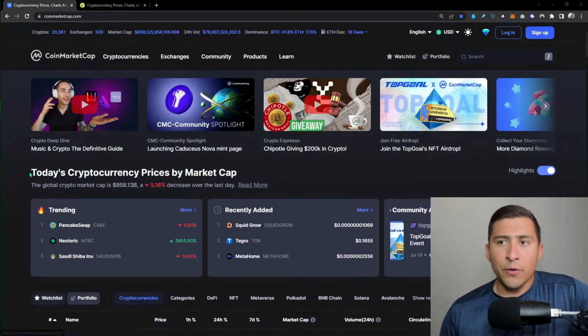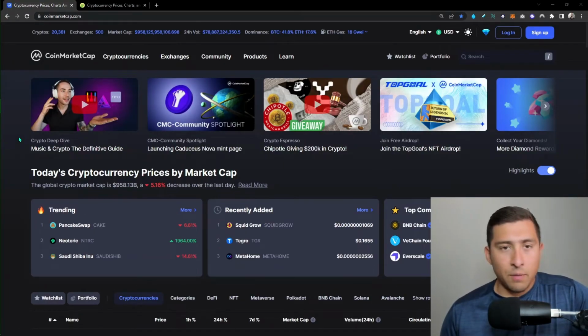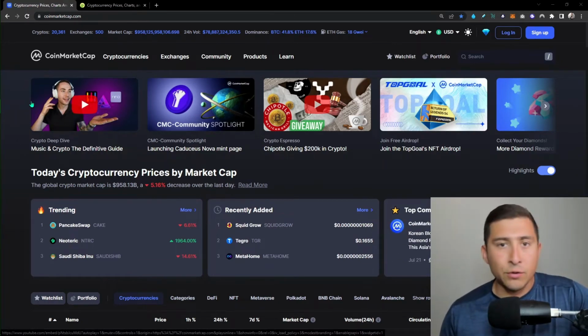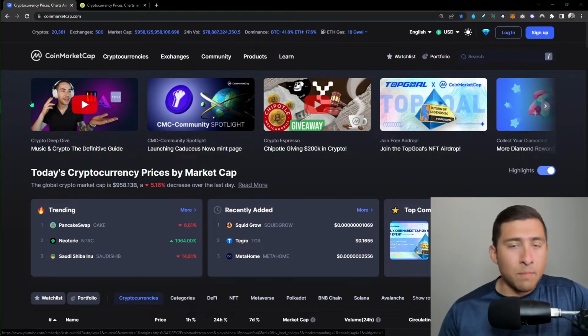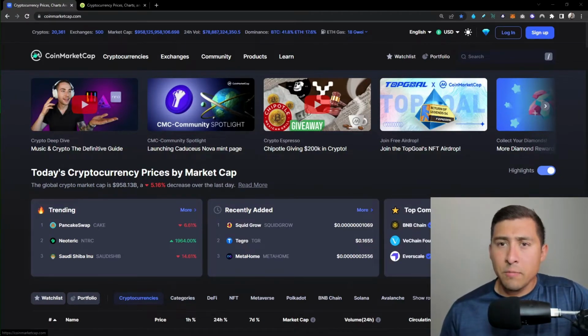Now, the first thing that you gotta know, just come here, coinmarketcap.com. Very easy to come. You have a bunch of different things. You can create an account. You don't have to create an account if you don't want, but you can do many different things. Let's go ahead and start from the top.